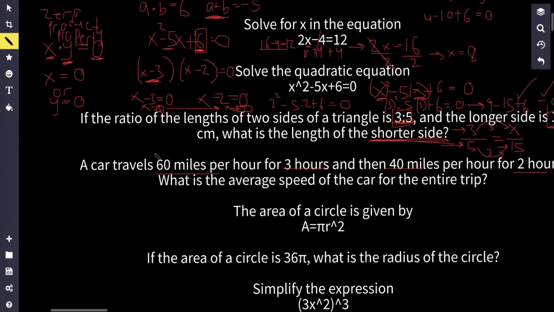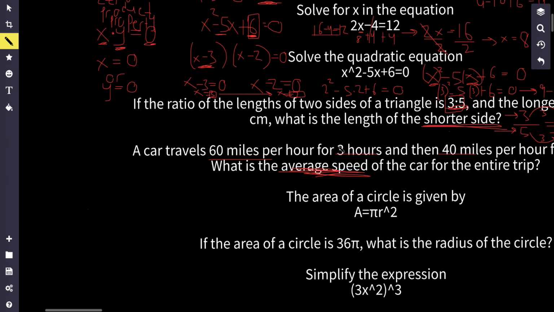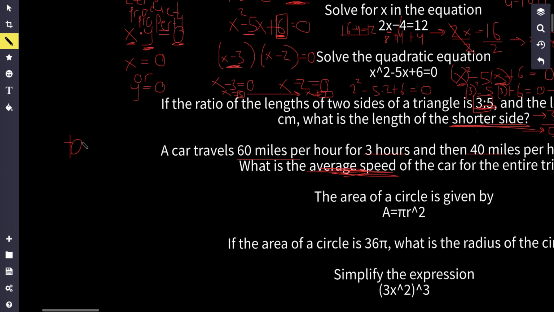If a person travels 60 miles per hour for 3 hours and then 40 miles per hour for 2 hours, what's the average speed of the car? Well, to solve this problem, you're going to take the total distance traveled and divide it by the total time that's passed. We're using the same logic as we did for the burger problem. And that's going to give us our average speed. Remember, speed is distance over time.